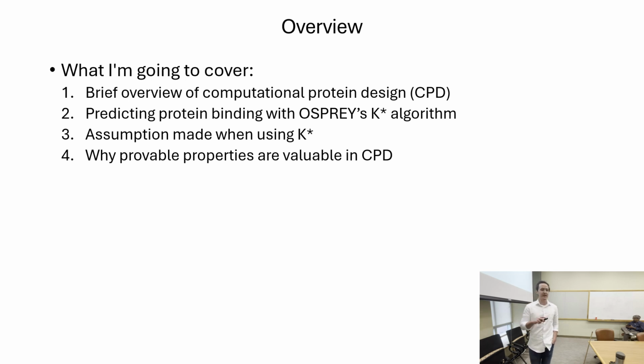And I'm going to be talking about a specific algorithm in that software suite called K-star, which is for approximating binding affinity. Once I introduce that algorithm, I'm going to talk about certain assumptions we're making and simplifications when we're using this type of algorithm. And then I'm going to close talking about why provable properties are valuable in computational protein design.